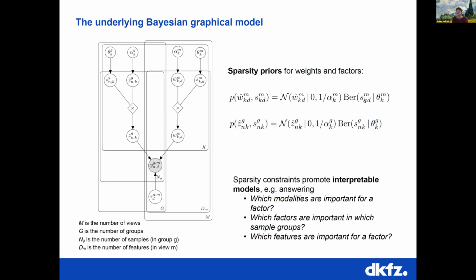So these sparsity constraints really help us to answer questions like which modalities are important for a factor, which factors are important in which sample groups, and also which features, molecular features, are important for a factor.